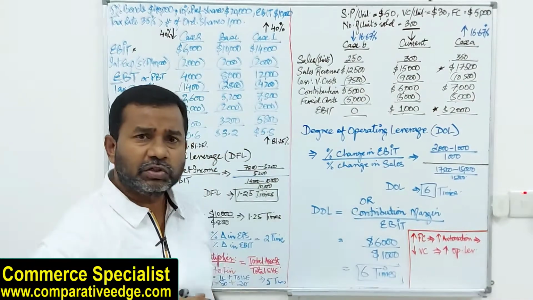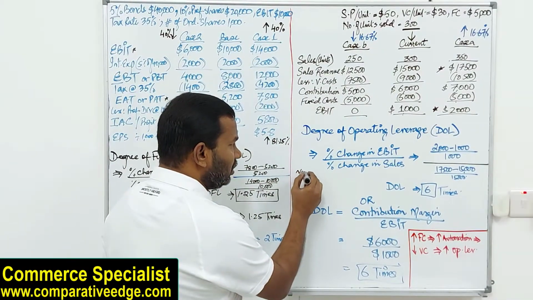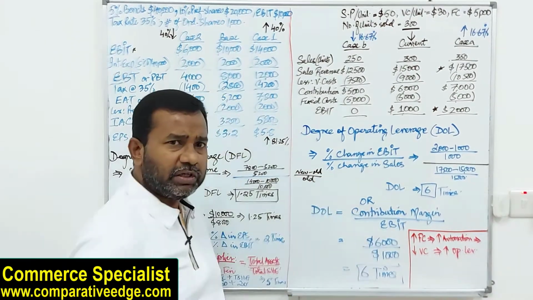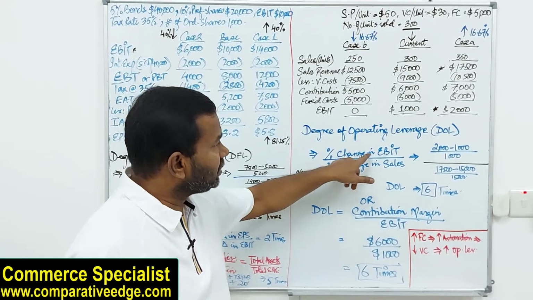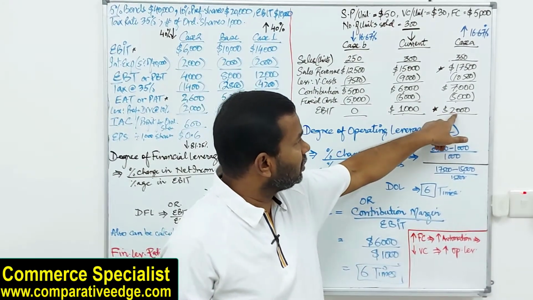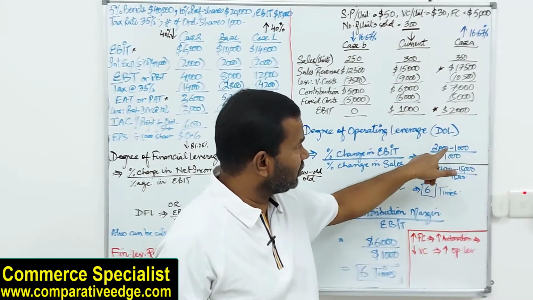When I say percentage change, the formula is very simple. Always new minus old divided by old. You get a percentage change. So when I'm talking about percentage change in EBIT, have a look at this. New is 2000, old is 1000, divided by old 1000. 2000 minus 1000 divided by 1000.